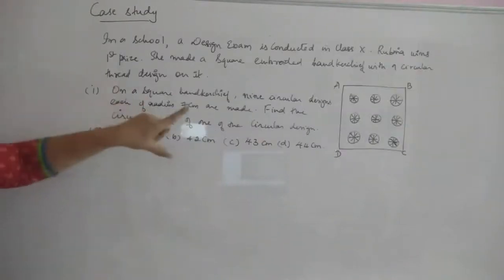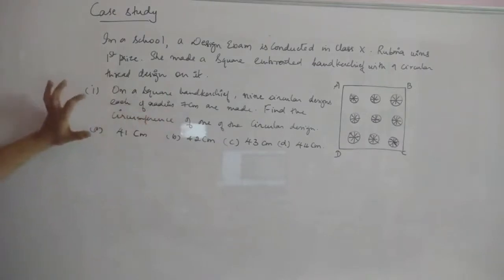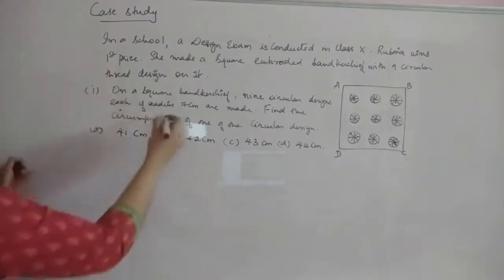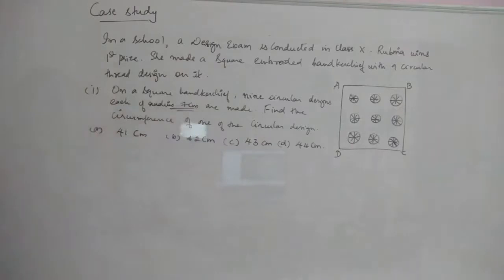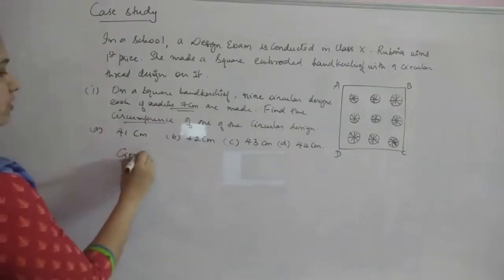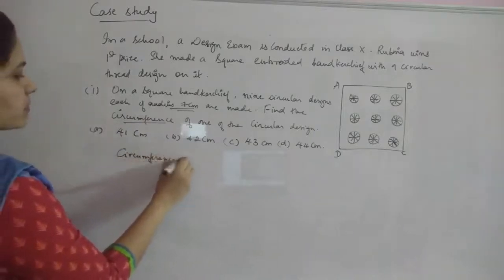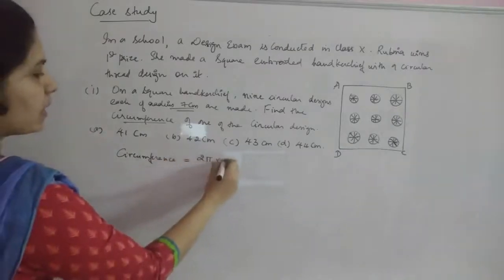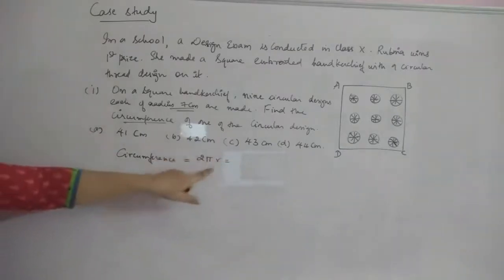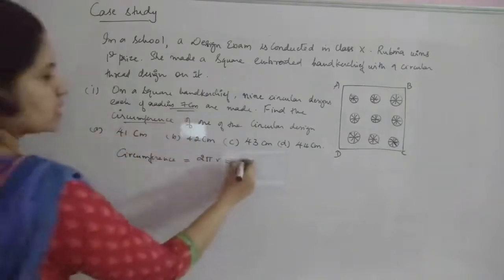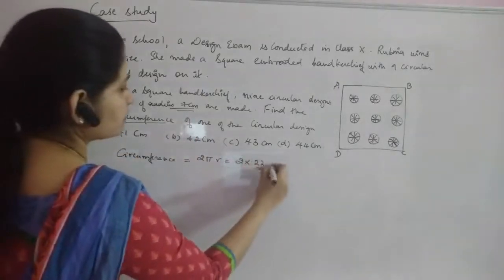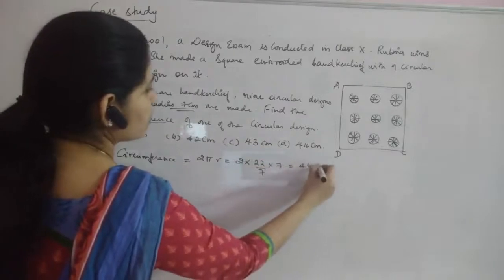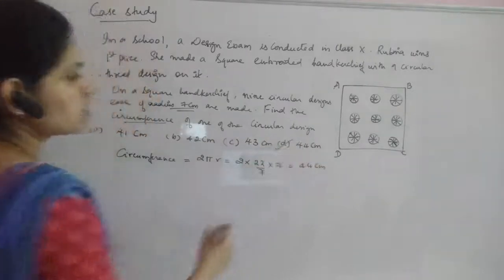So handkerchief is there, it is square in shape, it has 9 designs, circular designs, and each of radius 7 centimeter. You have to find out the circumference of one of the circular region. So what is the circumference of the circle? Circumference of the circle is 2 pi r. Now replace the value of r with 7 and pi with 22/7. So you will get 44 centimeters, which is D.